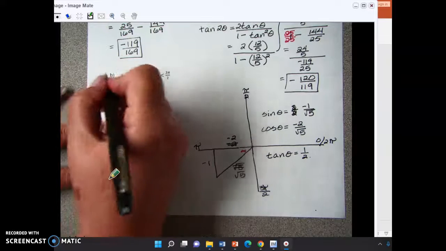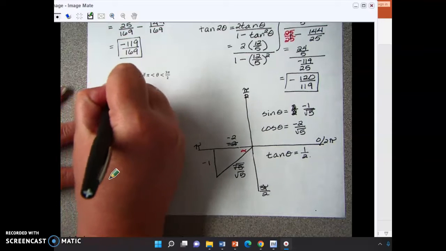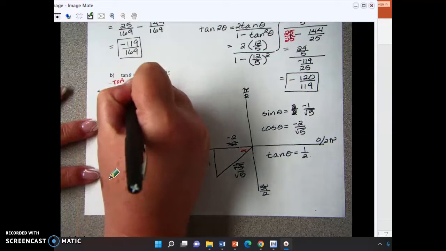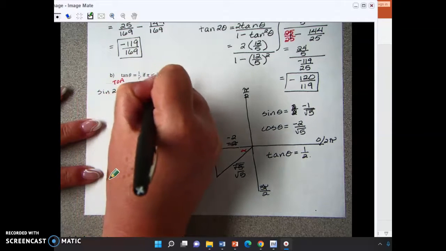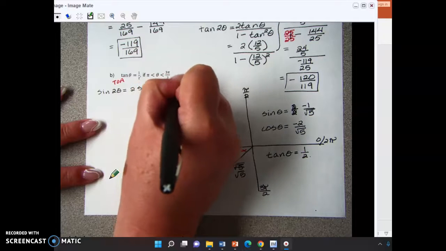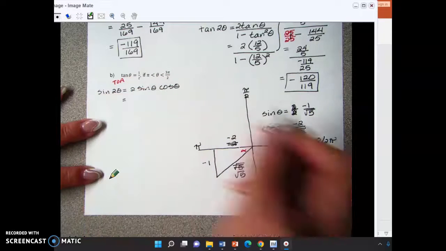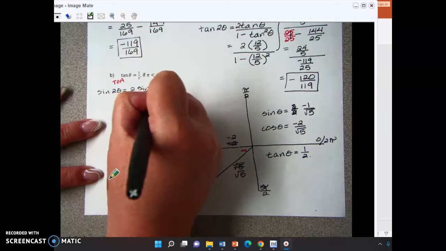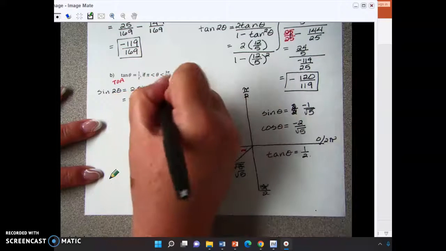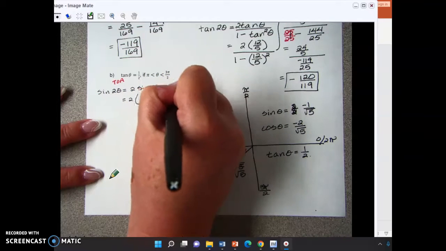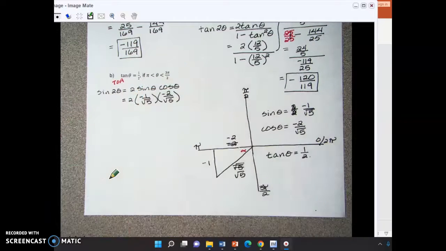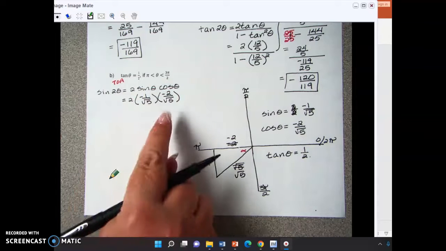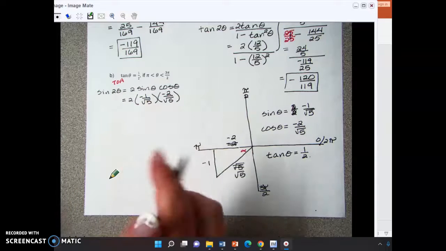So if I'm looking for the sine of 2 theta, that's going to be 2 sine theta cosine theta. And so that's going to be 2 times negative 1 over root 5 times negative 2 over root 5. So that's why I left it alone, because it's actually more simple to do this without rationalizing the denominator.